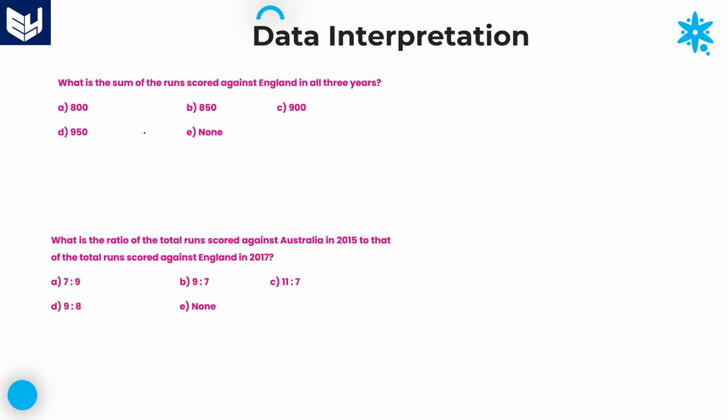Let us look at the second question. What is the sum of runs scored against England in all the years? England in 2015 plus 2016 plus 2017. In all these three years, what is the total sum?